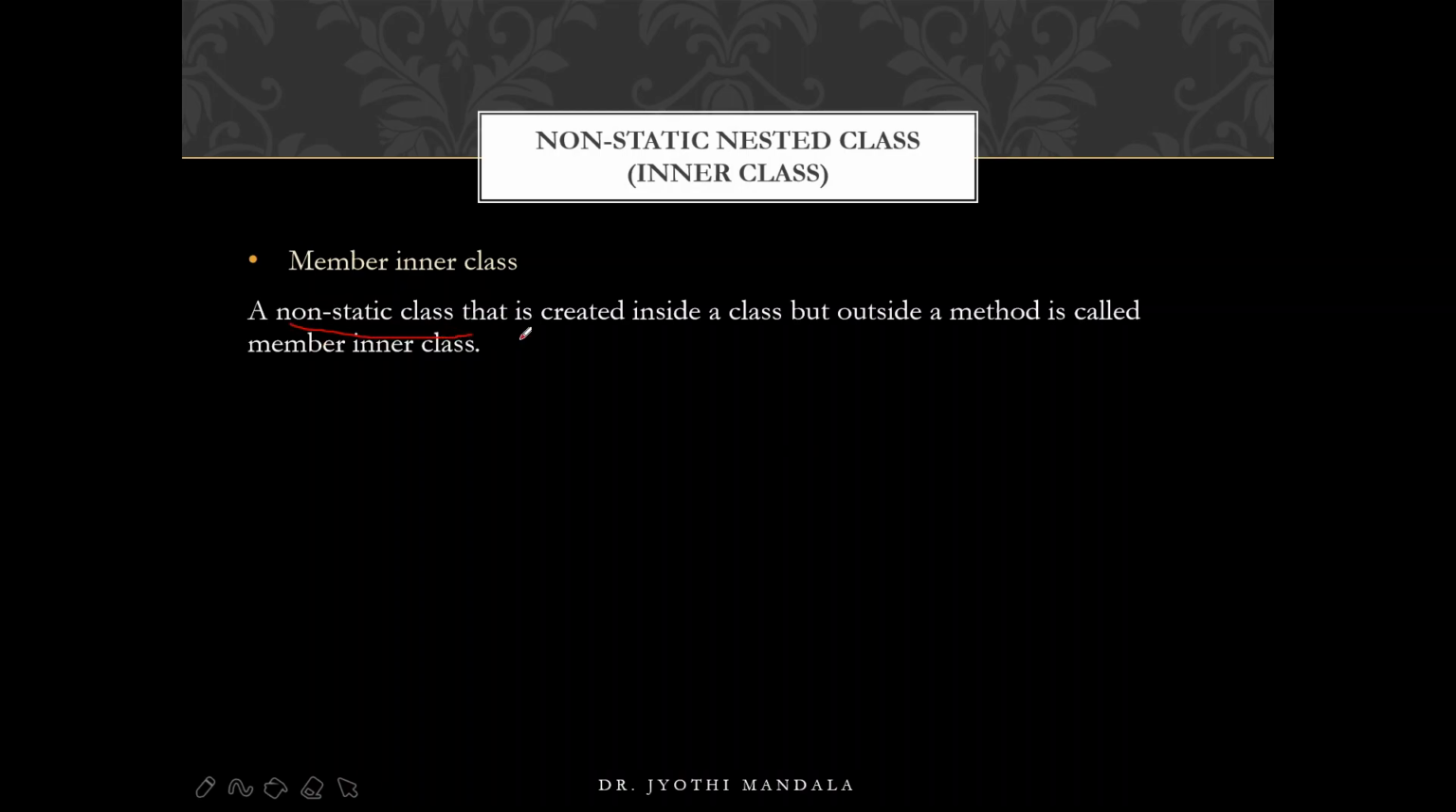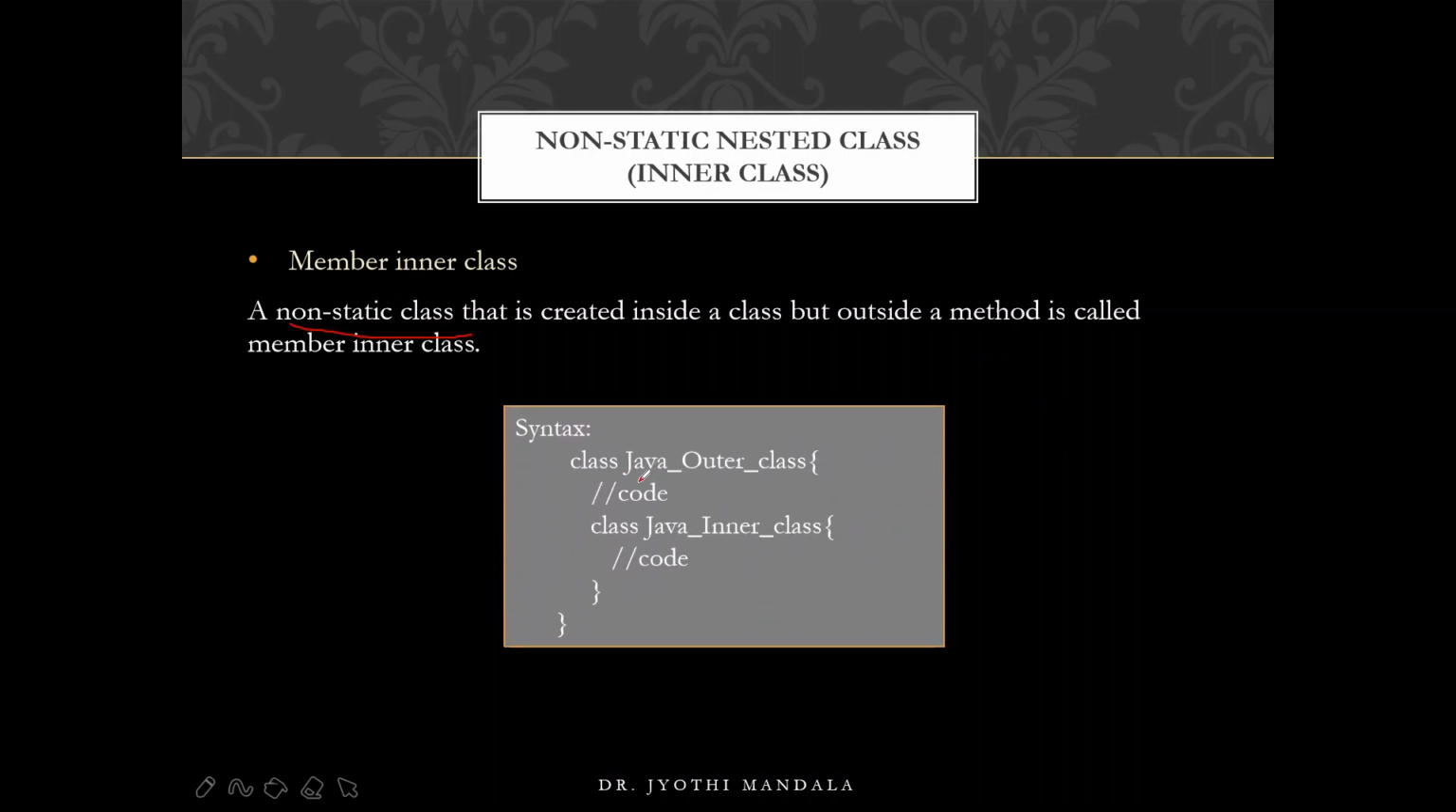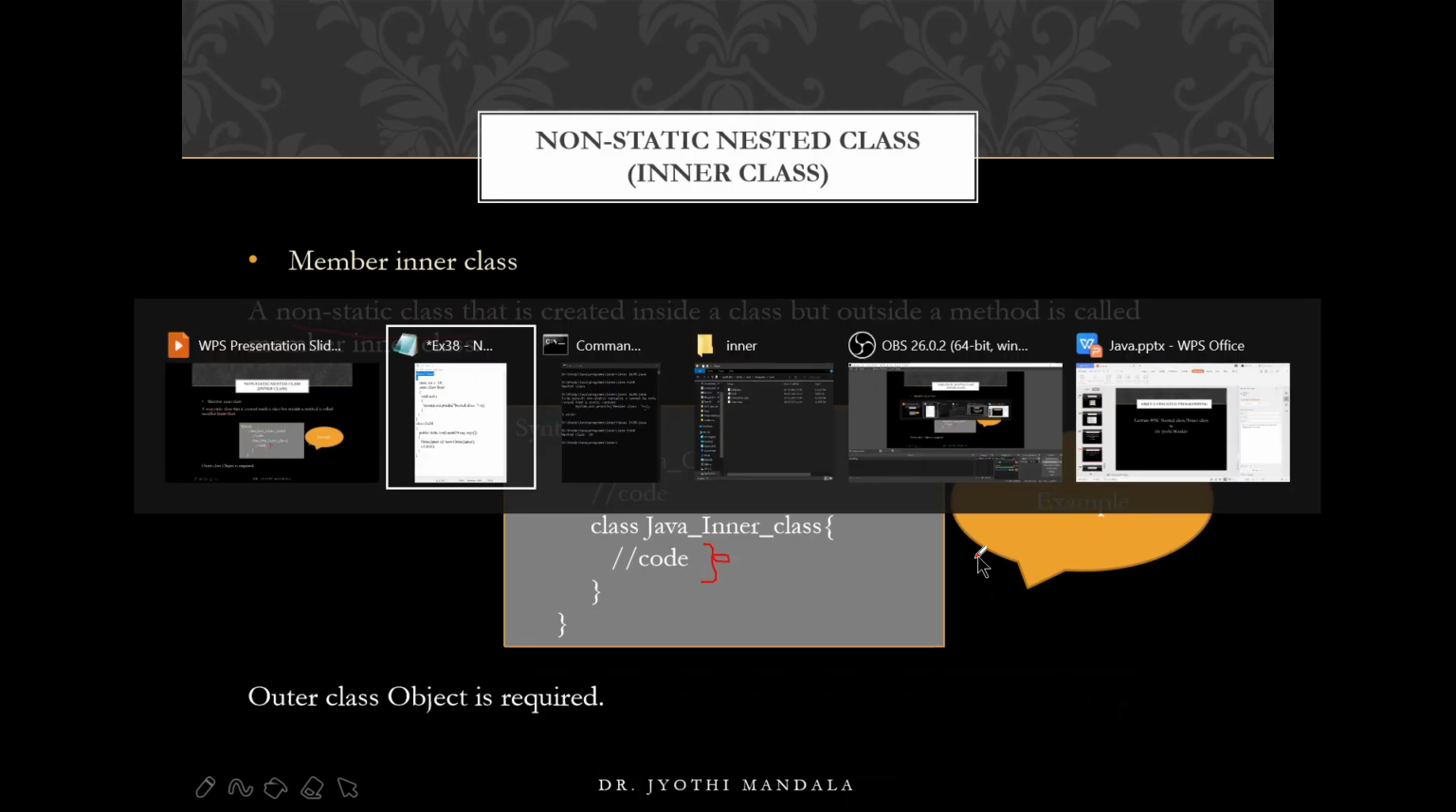A non-static class that is created outside of a method is called an inner class. We can see here, we have a class defined, and inside this class another class can be defined, and inside this one a method is defined. That we can do. But whenever you want to use any variables inside this one, we need to create an object of your outer class. In the first type, the static class, no outer class object is required, but here the outer class object is required. To understand this one, let us see the example.